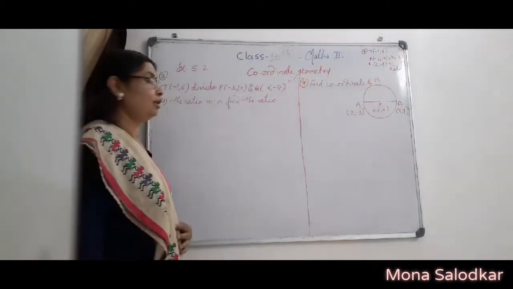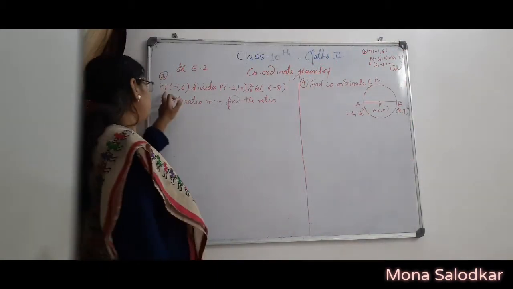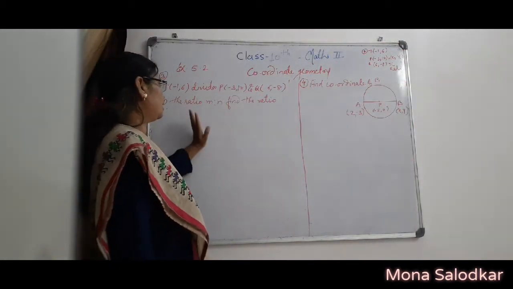Now let's see the third problem. What is given here? P divides point PQ in the ratio m is to n.